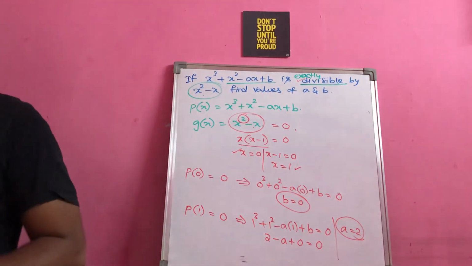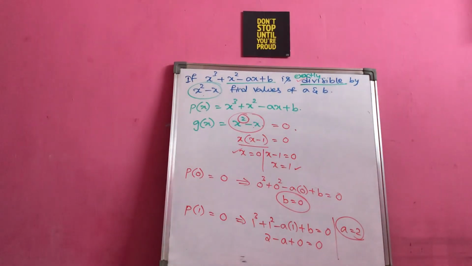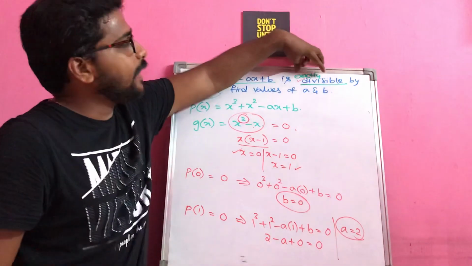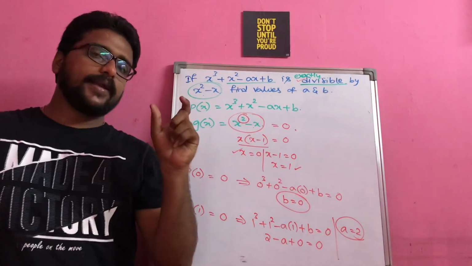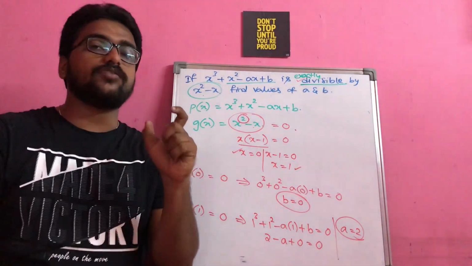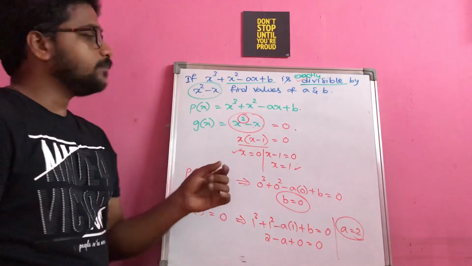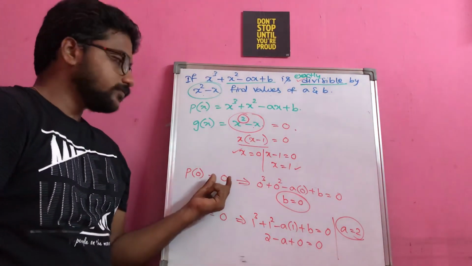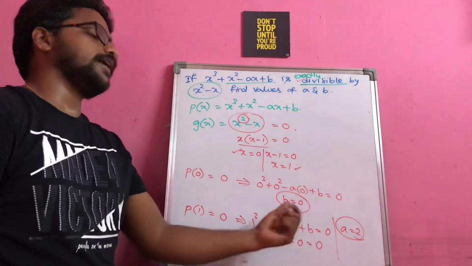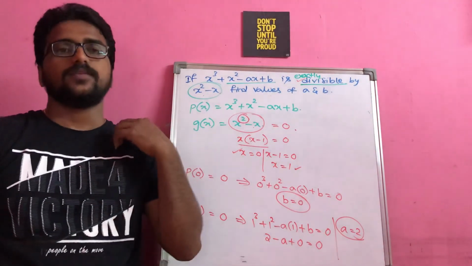So this is how you have to apply the remainder theorem and factor theorem to get the values of unknowns. The one point you have to notice here is, whenever they say in the question the word exactly divisible, it indicates that you have to go for the application of factor theorem. Factor theorem means the remainder you are getting has to be 0. So if you equate it to 0, you will get the unknown values like this, right?